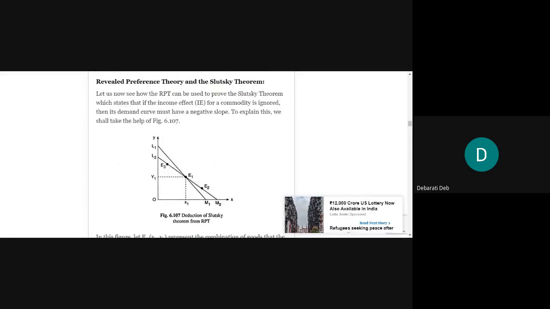You will draw the diagram. You will give the heading. This link is shared in your Moodle. You will give the heading revealed preference theory and the Slutsky theorem. And under that, you will draw this diagram and write till this third paragraph. Write till "is ruled out by WARP." Up to that, you will have to write in your copy, in your notebook. Okay. So that is your task.